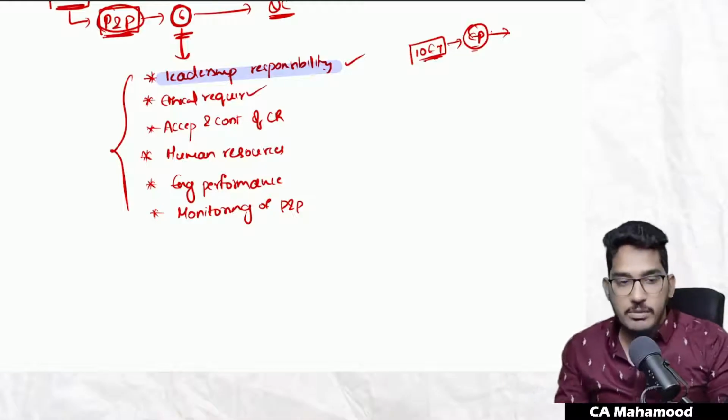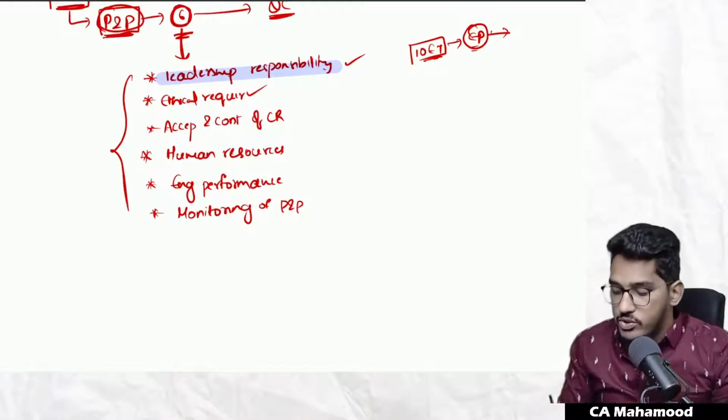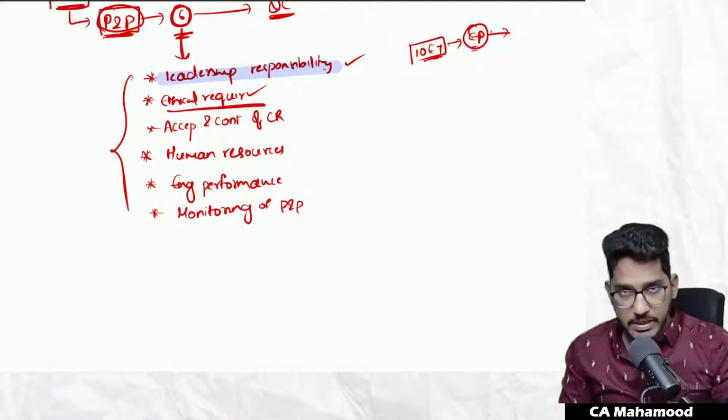Second area, ethical requirements. In order to maintain the quality in the audit assignments, you need to comply with ethical requirements, including independence.